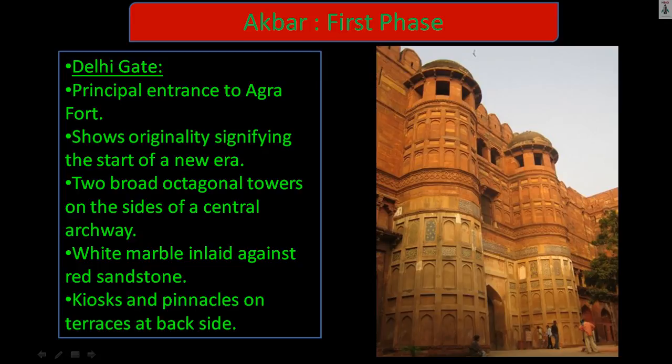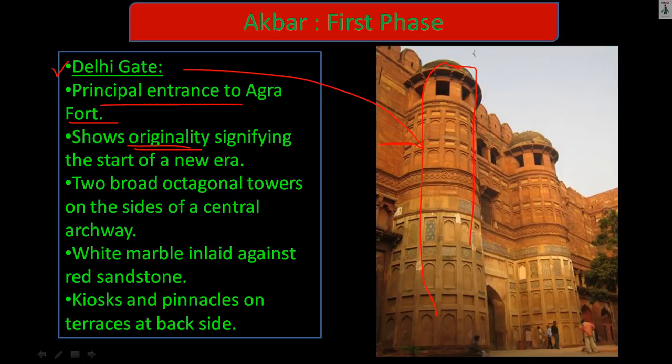Akbar's architecture can be divided into two phases. In the first phase, he constructed Agra Fort, and in that the Delhi Gate, and in the second phase, he constructed Fatehpur Sikri. So this is the Delhi Gate. It is the principal entrance to Agra Fort. It shows a lot of originality, and we can see it has octagonal towers. If you analyze the shape from above, they'll appear octagonal.